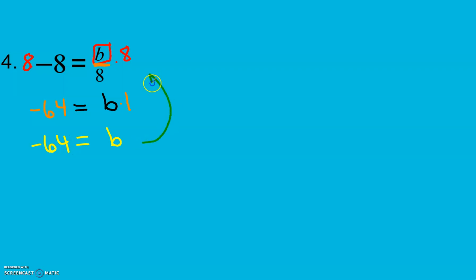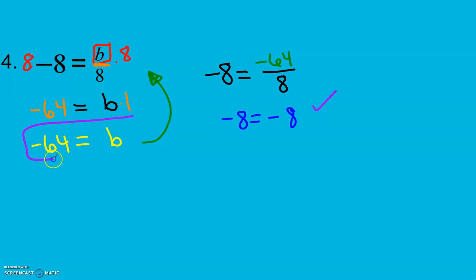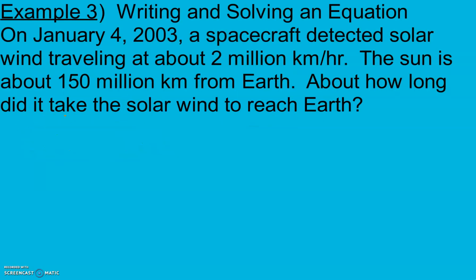We want to plug it in and check. So I plug it back in my original equation. -8 equals, I see a b, which I know is a -64. And I'm still dividing it by 8. That part didn't change. Now, we simplify. Negative divided by a positive gives me a negative. 64 divided by 8 is 8. So -8 does equal -8. That checks, so my solution is correct.